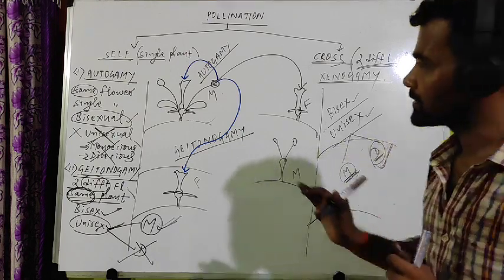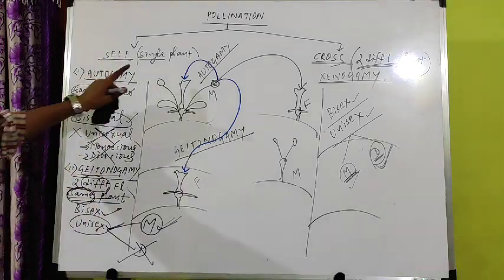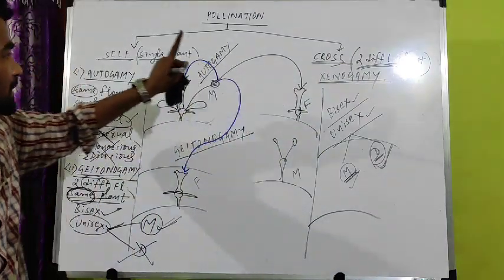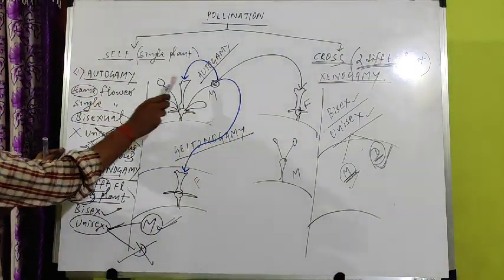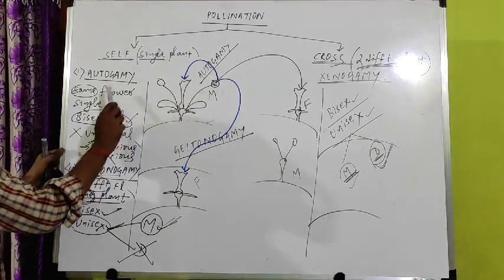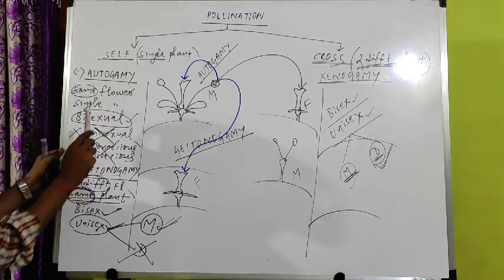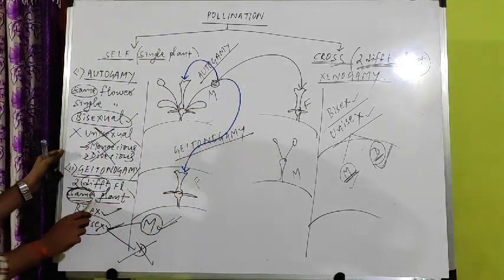So what are the important features you have to remember? Self pollination takes place in a single plant. Cross pollination takes place between two different plants. Self pollination is of two types, autogamy and geitonogamy. Autogamy takes place in a single flower: transfer of pollen grain from anther to stigma of the same flower. Geitonogamy is the transfer of pollen grain from anther to stigma of two different flowers but of the same plant.